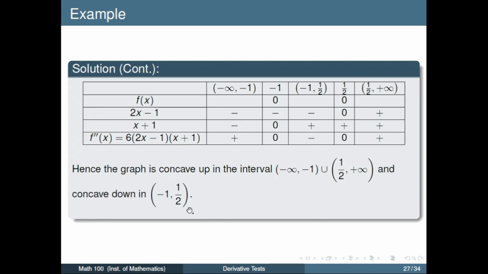Moreover, check natin kung ano ang mga points of inflection. So, at x equals -1, the concavity changed from concave up to concave down. So, you have positive to negative. And at x equals 1/2, the graph changed from concave down to concave up. That's negative to positive. Therefore, we conclude that both -1, 0 and 1/2, 0 are the points of inflection.